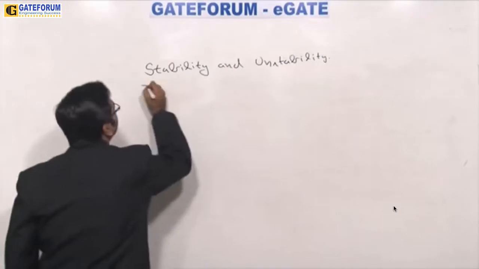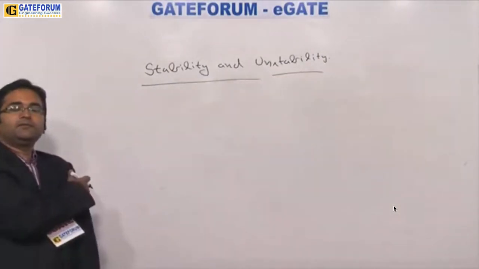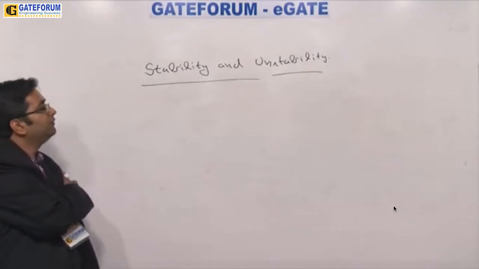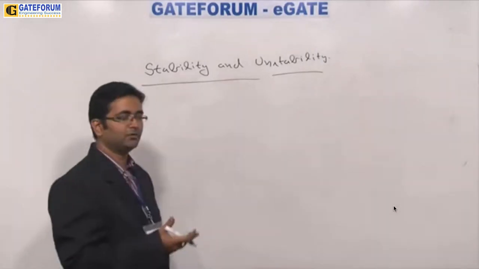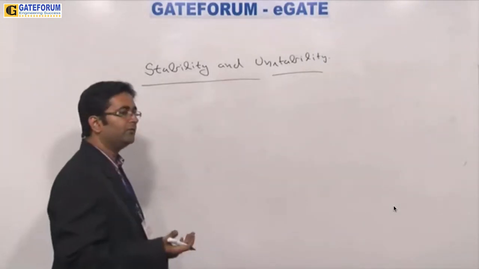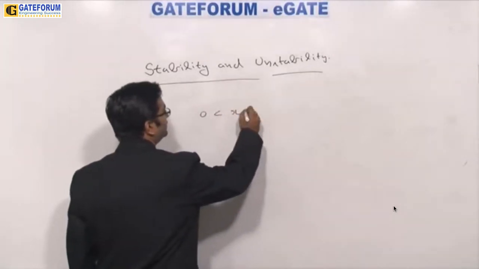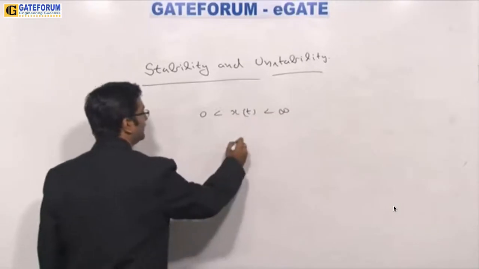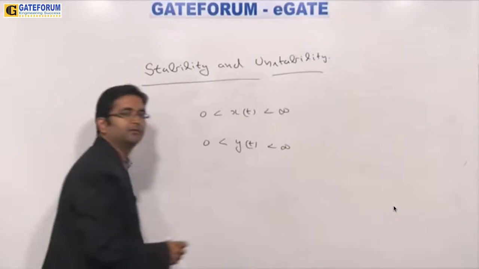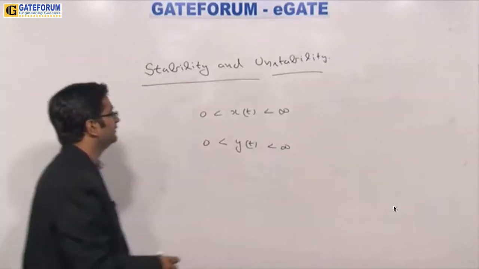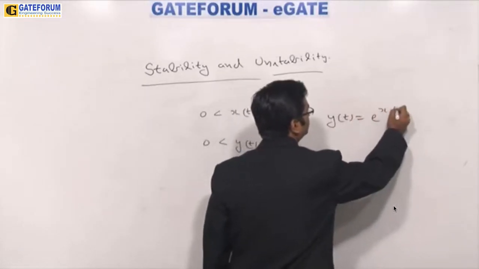How to determine for a given system whether it's stable or unstable. To determine whether the given system is stable or unstable, we have to give a bounded input to the system, and then we have to see whether the output is bounded or not. If output is also bounded, system is a stable system. Bounded input means x(t) should be within finite value, and if y(t) is also finite for all values of t, system is stable. For example, y(t) equals e to the power x(t).